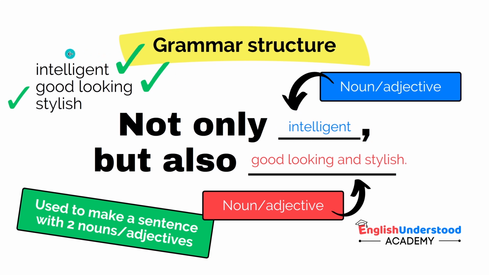Now, this grammar structure means that these things, intelligent, good looking, and stylish, are all true. We are saying he's intelligent. We are saying he's good looking. We are saying he is stylish. I know we have the word not, but when we use this structure, it means all of the things we have talked about are true.